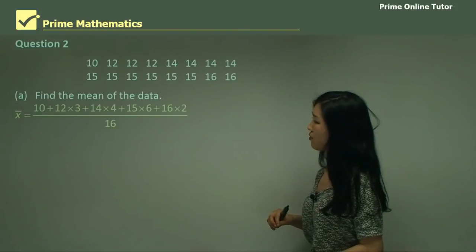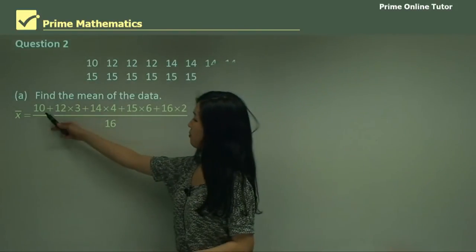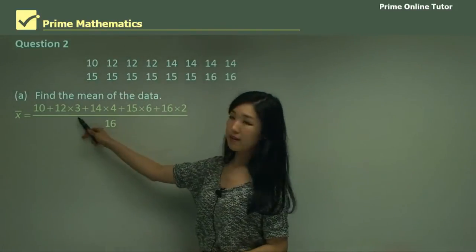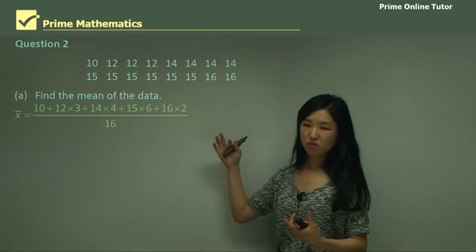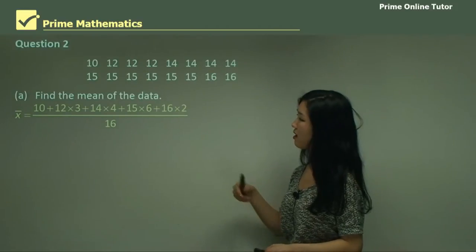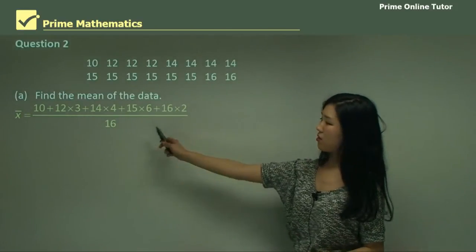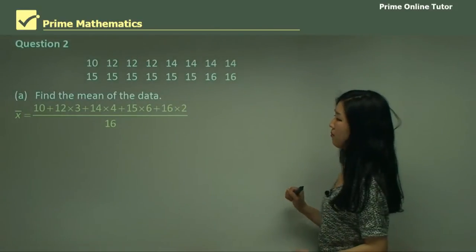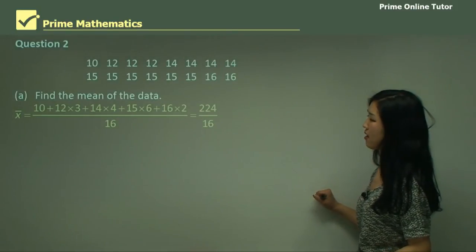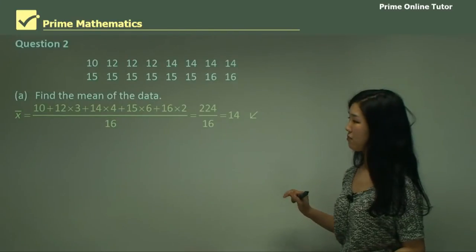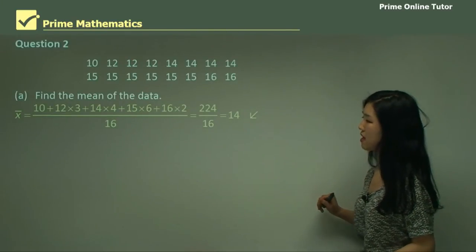So what I'll do to find the mean, I go 10 plus 12 times 3, because there's 3 12s, 4 times 14, and etc. So just multiply and reduce your working out. And there's 16 scores in total, so divide out by 16. Okay, so just calculate that, simplify it, and you should get 14. Okay, that's your mean, so have a look. So just check that you got the same answer as me.